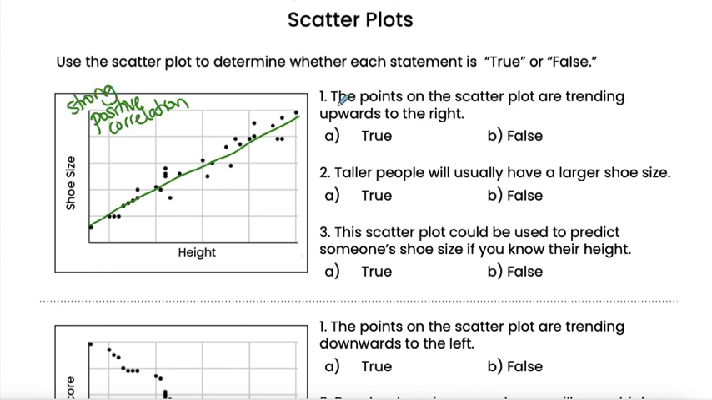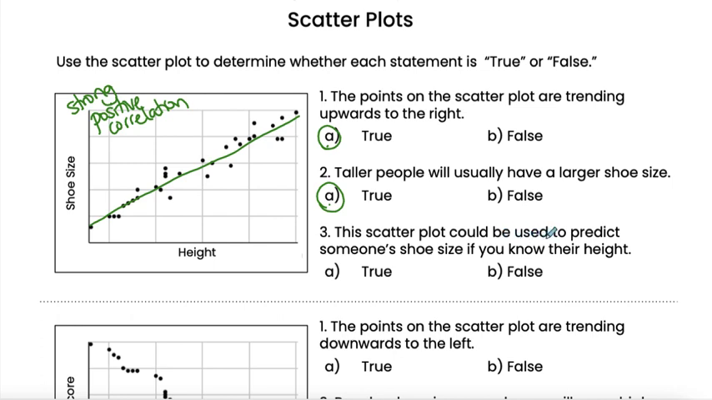So what does the question say? The points on the scatter plot are trending upwards to the right. Yeah, that's true. They totally do. Taller people will usually have a larger shoe size. We can see as the height increases, the shoe size also increases. Yeah, that's true. That makes sense according to our graph.